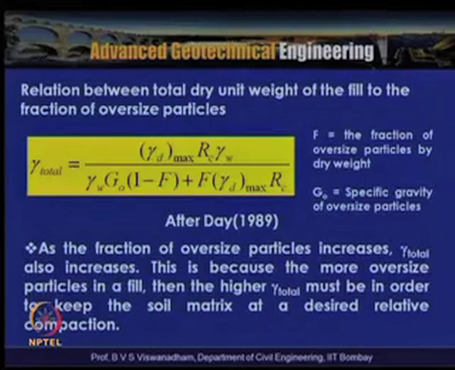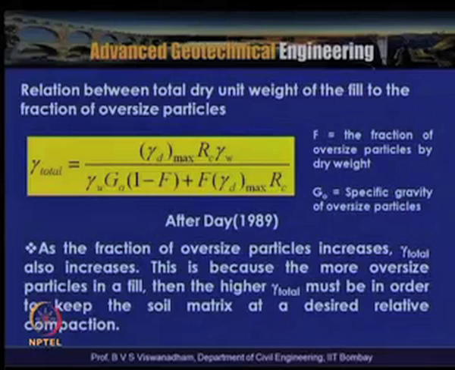So, gamma total is given by gamma d max Rc gamma w G naught into 1 minus f, plus f into gamma d max into Rc. If you substitute for a given type of soil with certain characteristics of oversized particles, it will show that as the fraction of oversized particles increases, gamma total increases. This is because the more oversized particles in a fill, the higher gamma total must be in order to keep the soil matrix at a desired relative compaction.